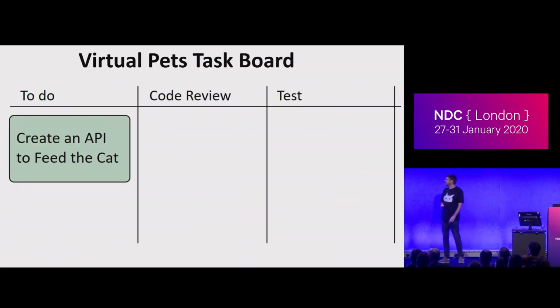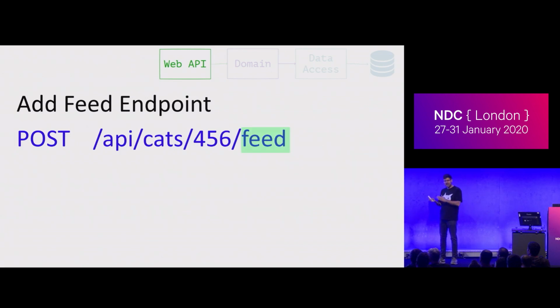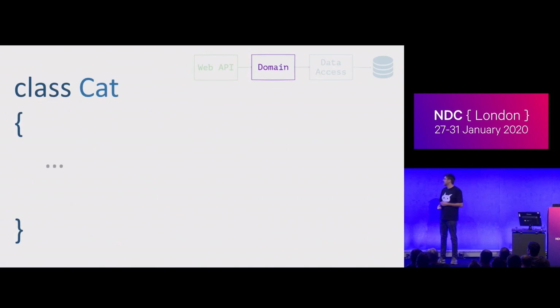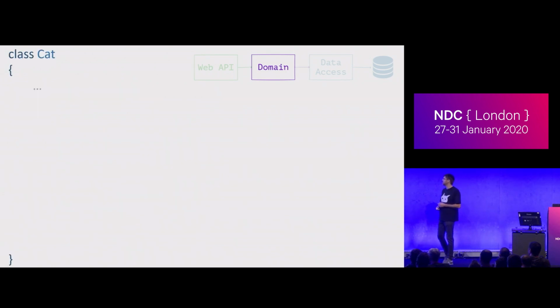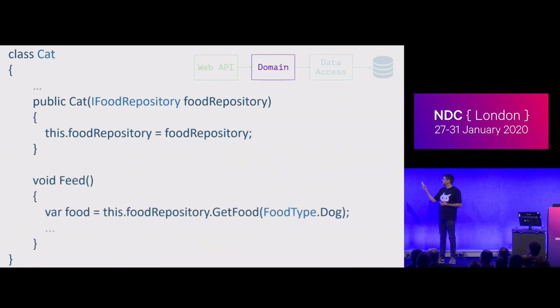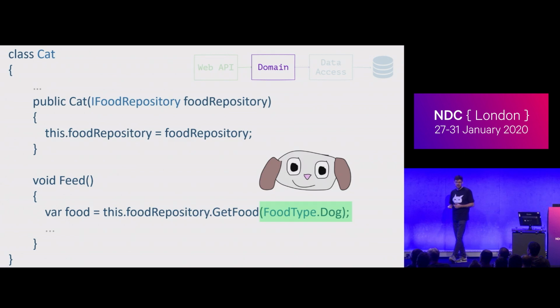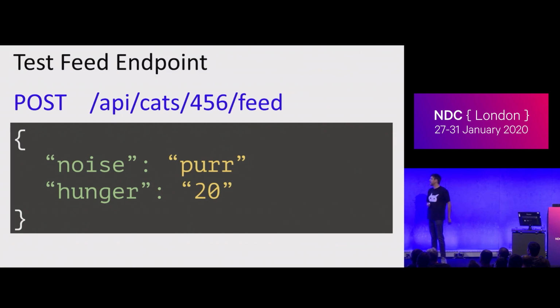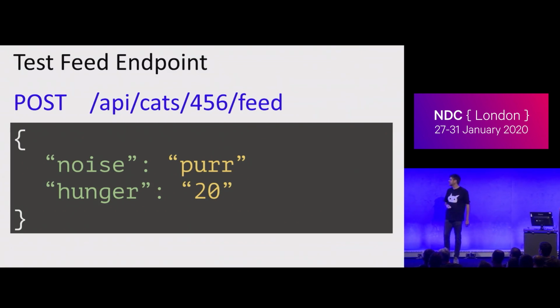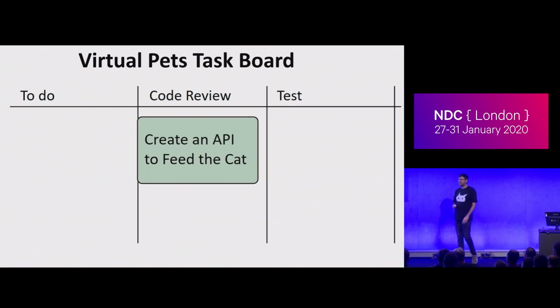So day two, you get your first task, and it's to create an API to feed the cat. So you go into the web API and add a suffix for feed at the end of it. Then we go into our class objects and just bang in a feed method. We have a look through the existing code in the solution, and we find a food repository there. So we just use the food repository and grab the food to feed the cat. There's only dog food there, but you figure it's brown and meaty and will probably do for an MVP. So give it a test, and we're returning a purr now, and we've lowered the cat's hunger level, so all good. And you put it over to code review and go home.